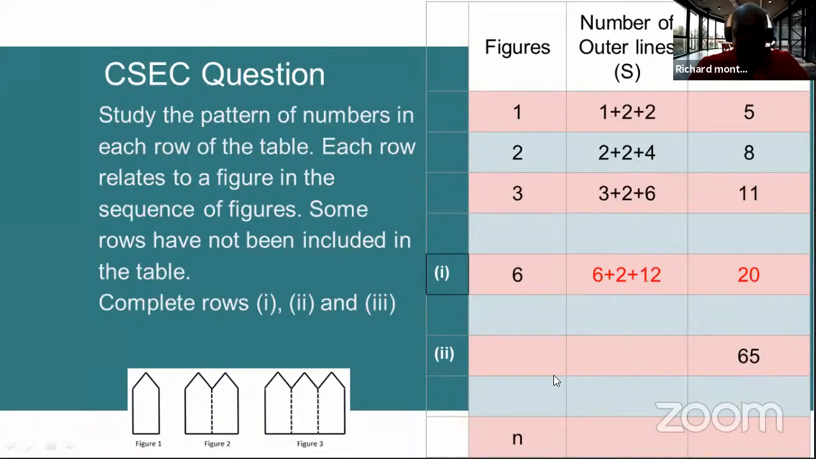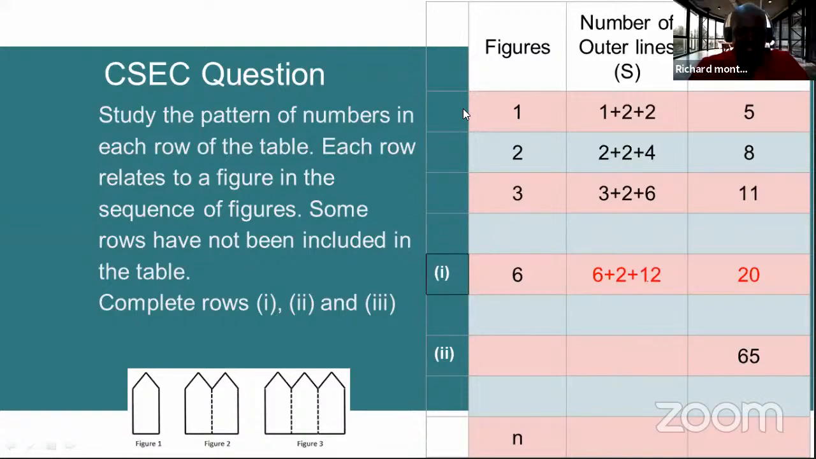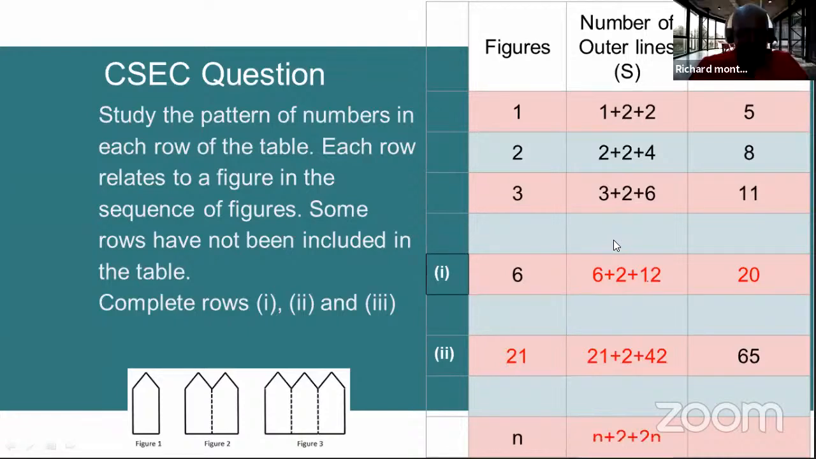Any response to complete row 2? So what I'm seeing from Wilson, that's Vanessa, she says 21, and I'm seeing 21 plus 2 plus 42, and I'm seeing 65. So the figure number would be 21. All right. Wilson also said n plus 2 plus 2n and 3n plus 2. So she gave the expression for the nth term. All right. Great observation. I'm hoping the others are catching on.